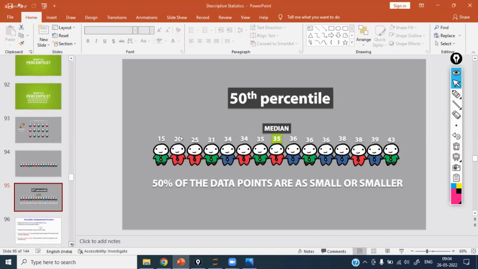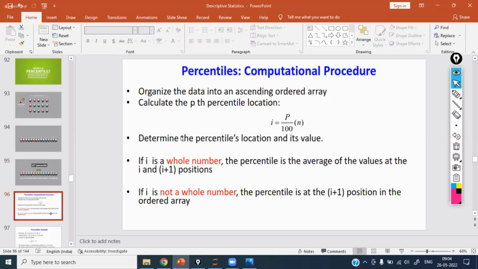So here, how to calculate the percentile? For any data set, how to calculate the percentile? Percentile is calculated by using the formula P by 100 into N. It is going to give you the position, not the value. We are not going to focus on the value, but the position. In that position, whatever the value is there, that is the value. So P divided by 100 into N.